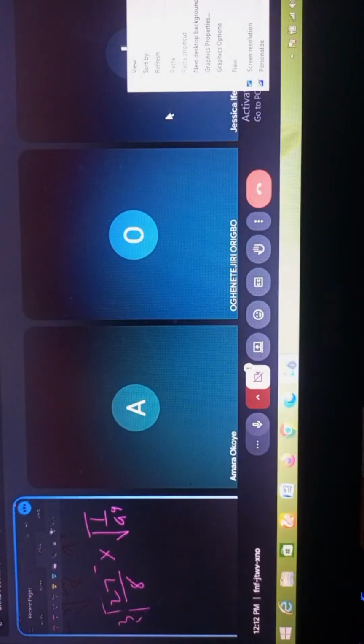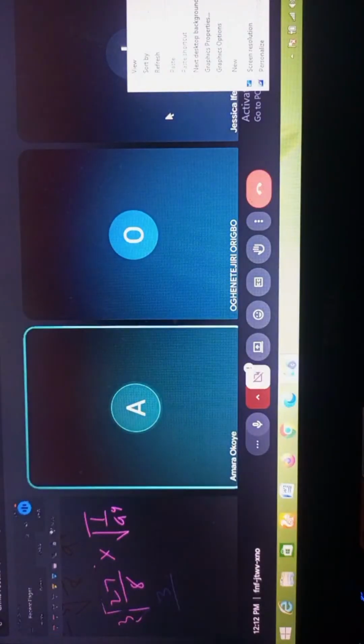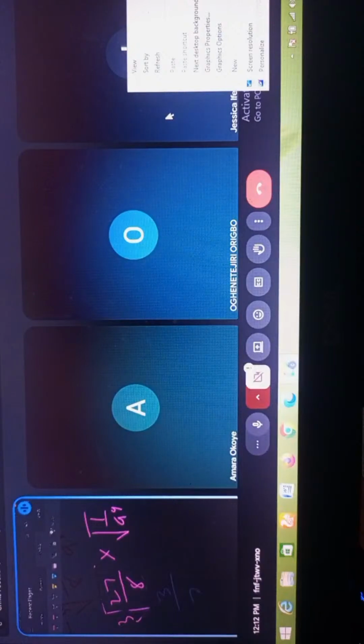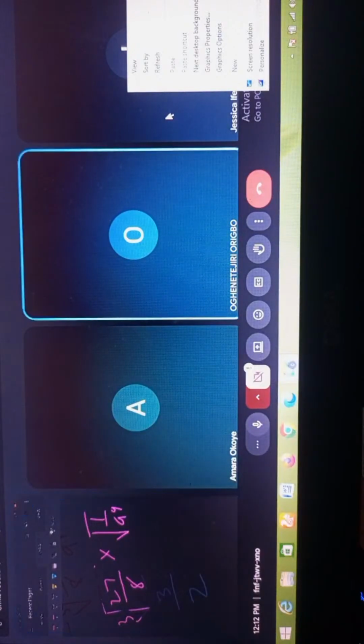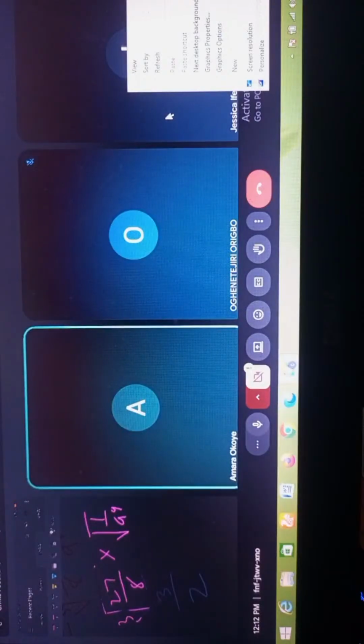So which can now be cube root. Now everything here will change. Now cube root of 27 is 3 over cube root of 8 is 2. Do we get that out?